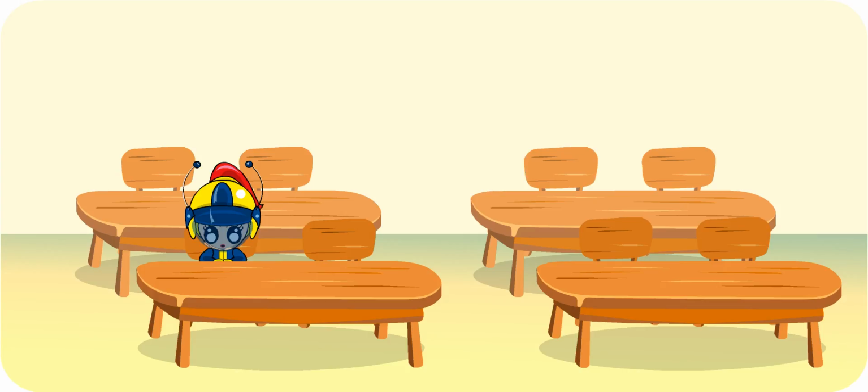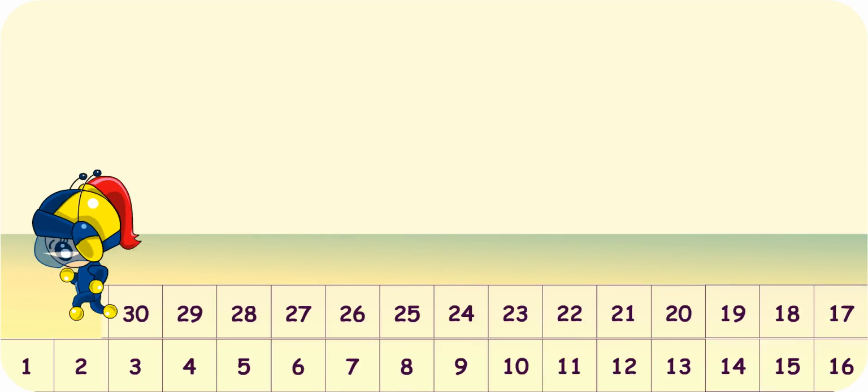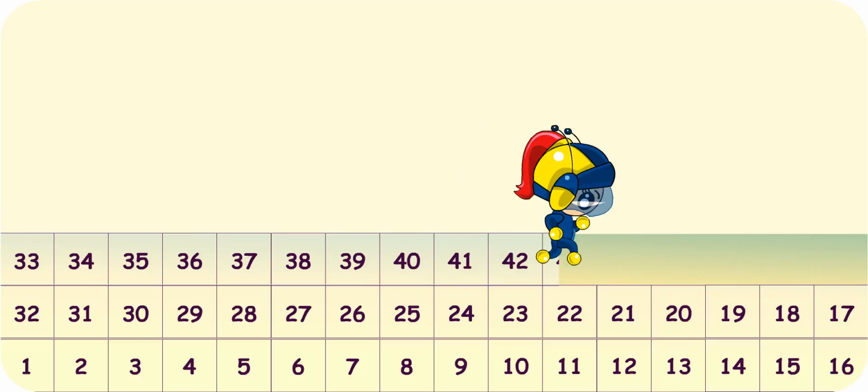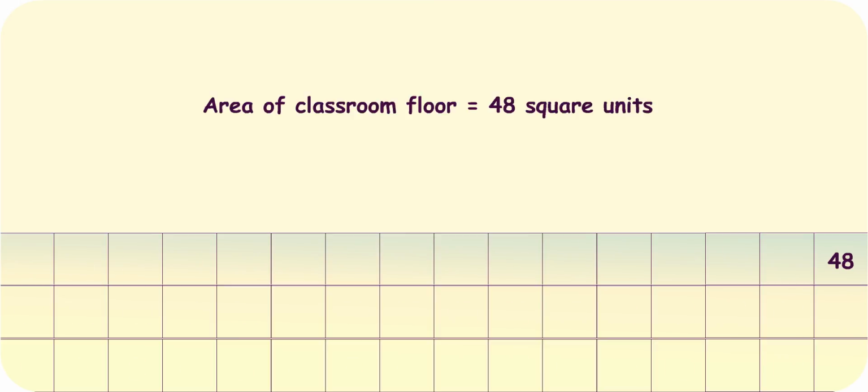We are in a classroom. Can you find the area of this classroom floor? Yes, I can. By placing squares on the classroom floor and counting them. I know that we need 48 squares to fill up the space of the classroom floor. So, the area of the classroom floor is 48 square units.